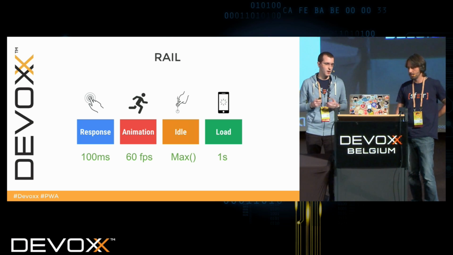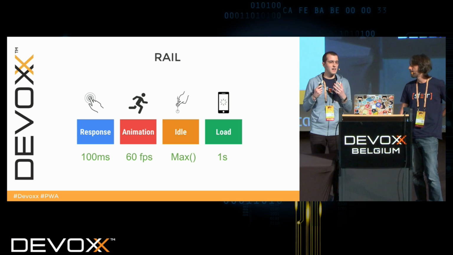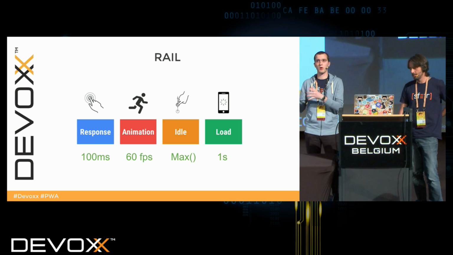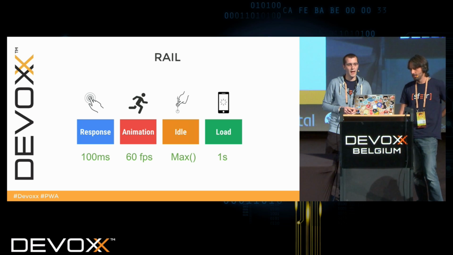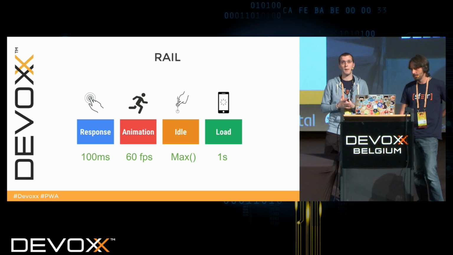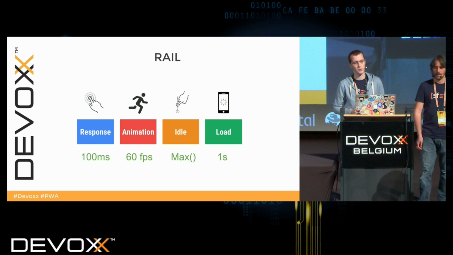It's very important. You must maximize idle time for different work, like preload data for other things or for other routes. And your app must be loaded under 1 second. It's very important too.